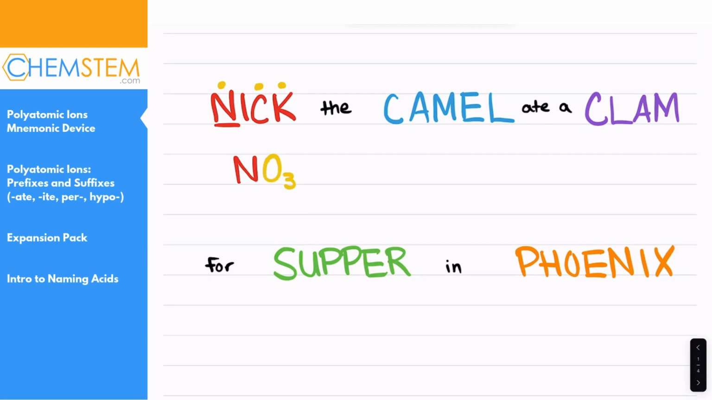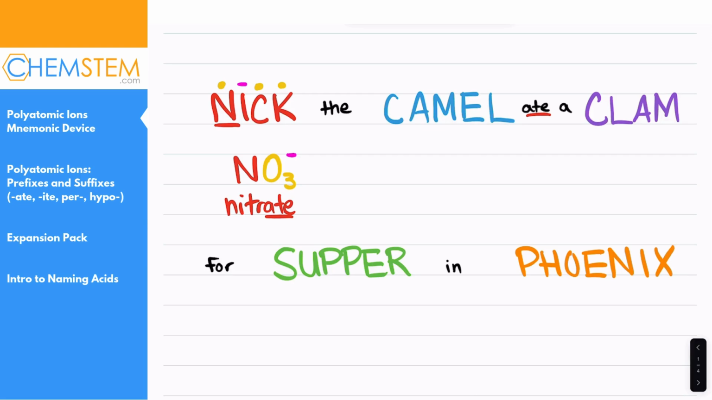But these are polyatomic anions, meaning they are negatively charged. How much negative charge? That's the number of vowels in the word. NO3 minus, that's the nitrate ion. So you can write down the term nitrate. How do you know it's nitrate and not nitride, which is N3 minus? Well, these are polyatomic ions that are going to end in ate, because he ate the clam. So that's how you can remember that they're all going to end in ate.